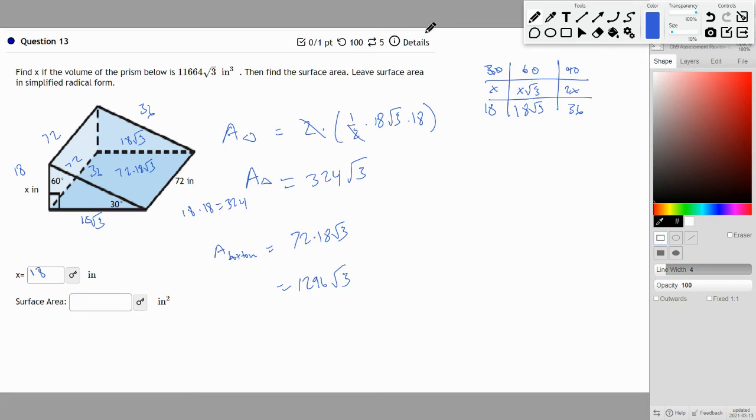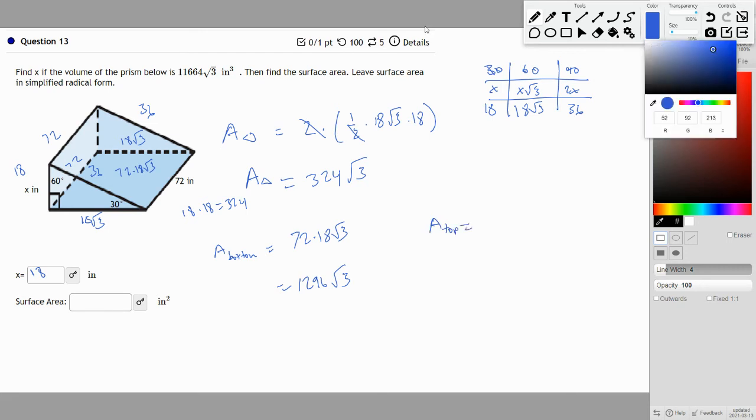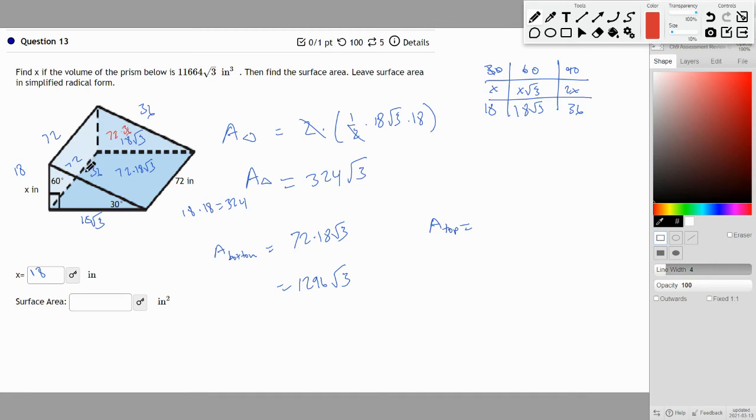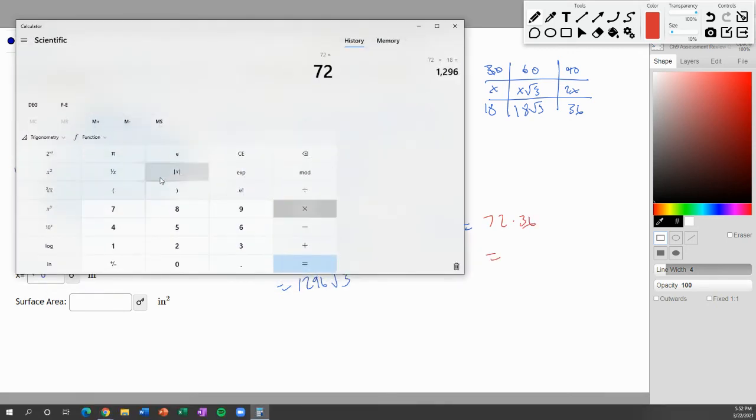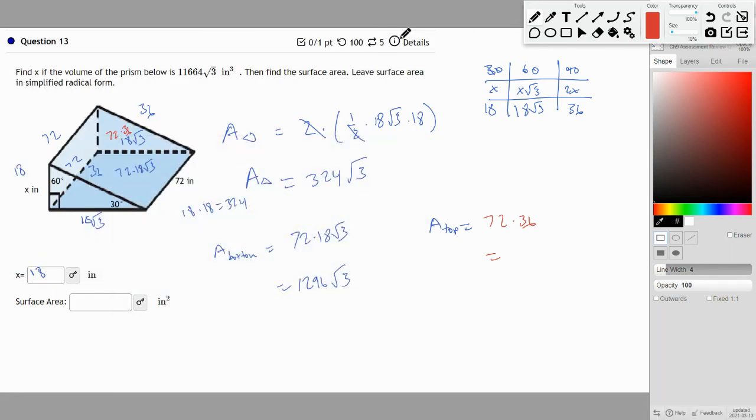The top rectangle here, we'll do area of top. I'll do this in red. It's going to be 72 times 36. Because 36, again, was the hypotenuse of this triangle, and that's actually going to be the width of this rectangle face here. So we have 72 times 36. Very big number. It's going to be 2,592, and that's just the number. So we don't have a square root for this one.